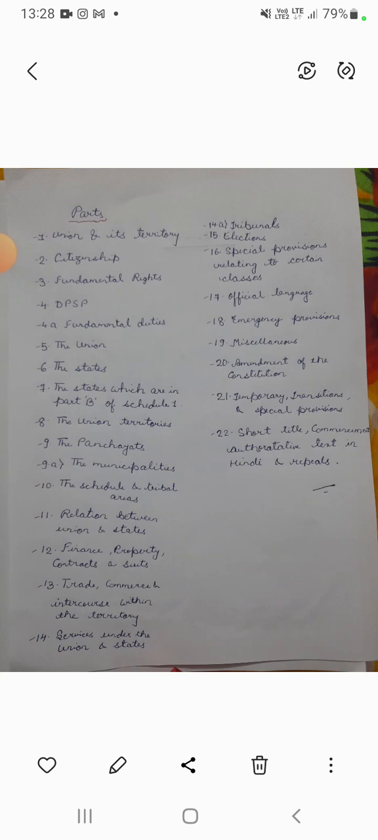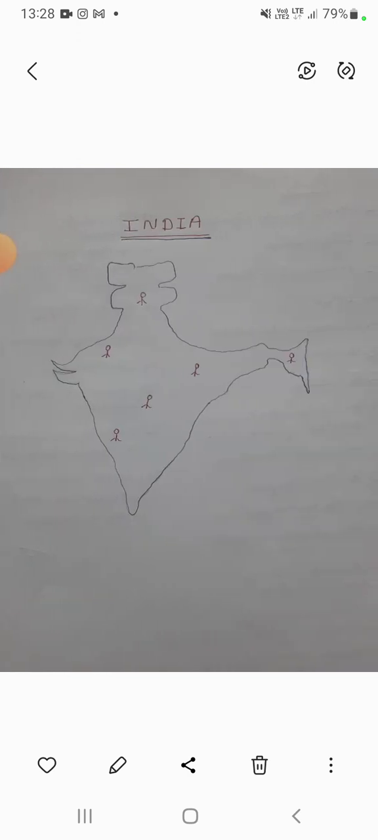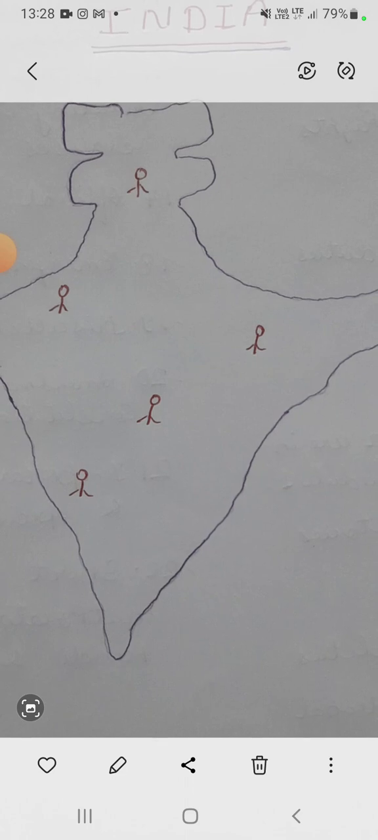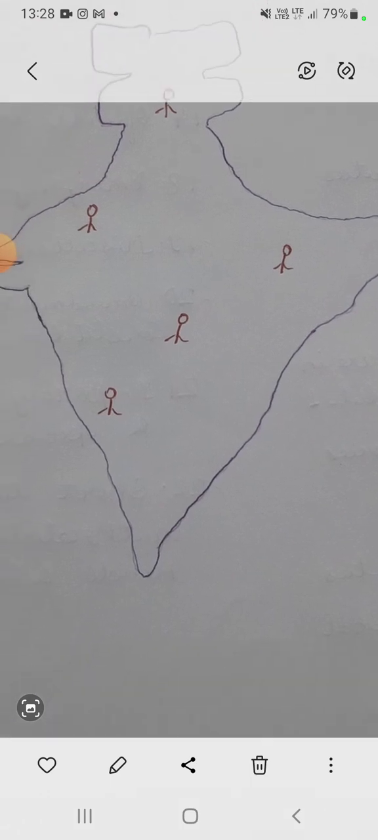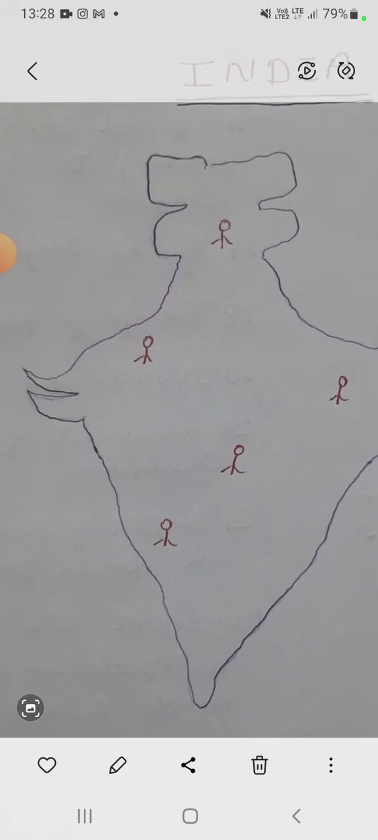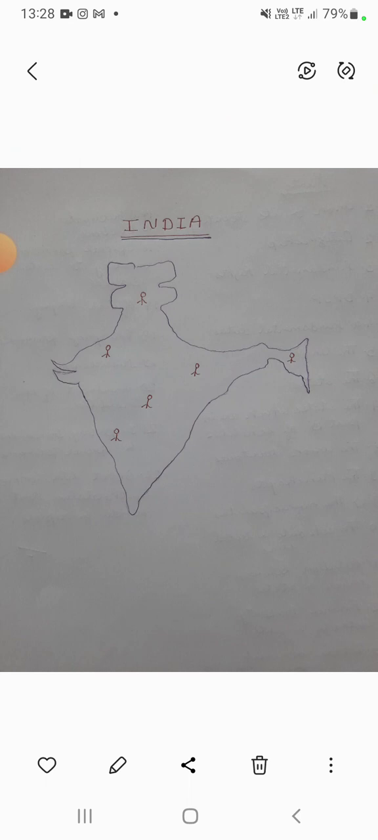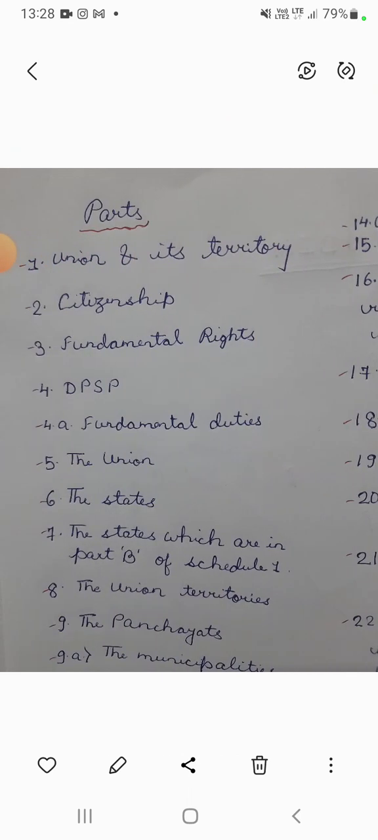Second, citizenship. There are so many citizens living in different parts of India, like in the northeast, southern India, northern India, eastern India. Different kinds of people are living there. Now, if the citizens are living, they should have some rights. So they have fundamental rights. And Part 3 of the Constitution talks about fundamental rights.